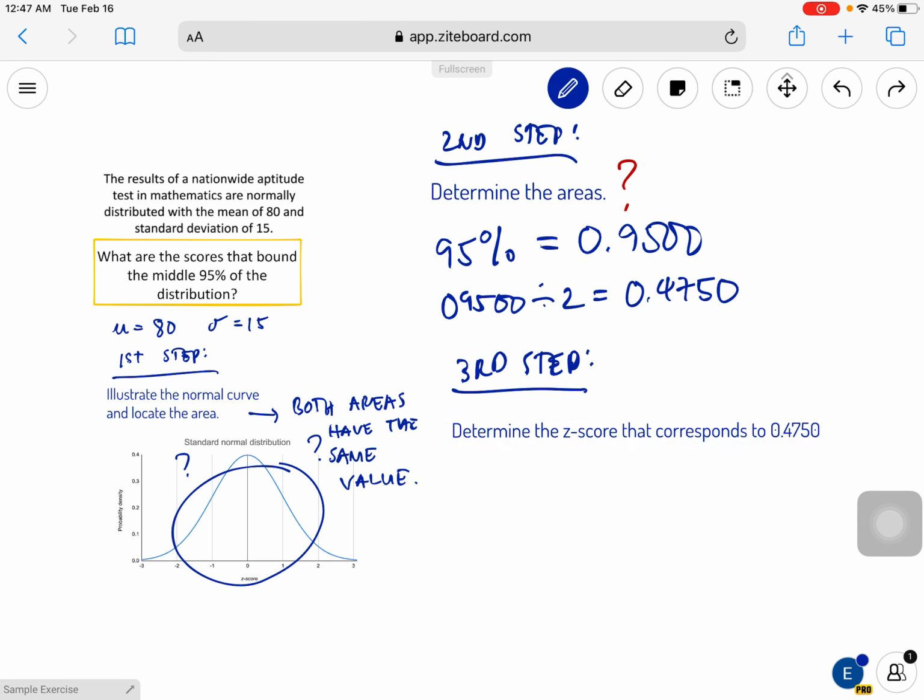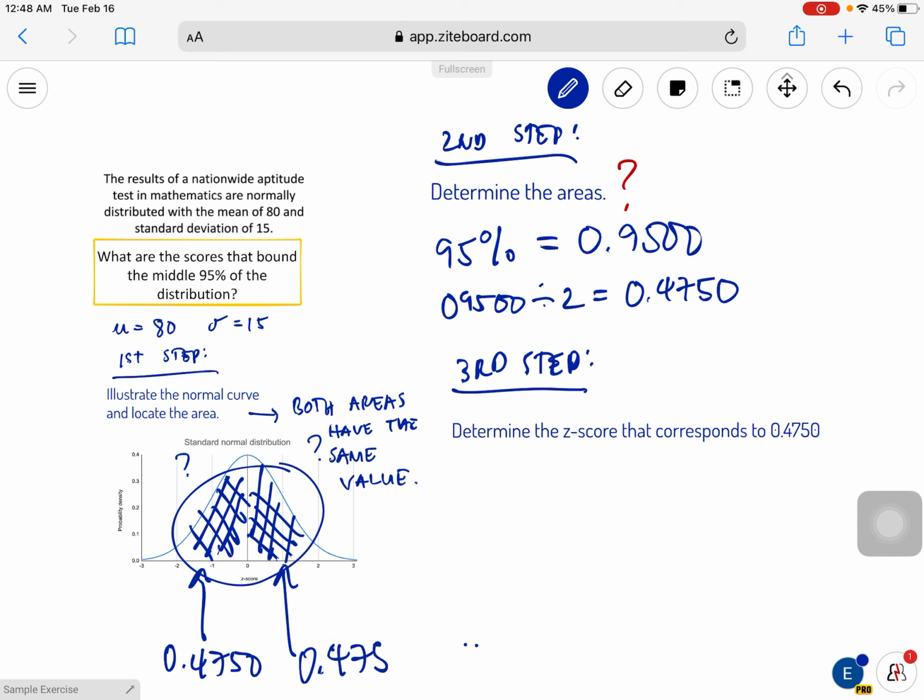Again, let's just go back a bit to step number 1, since we have identified already in step 2 the area, which is 0.4750. In step 1, what you see at the left side of the normal curve, the area there is 0.4750, this whole area, and also the area above the mean is also 0.4750. Just to clarify it with you. Now let's go back to our third step.